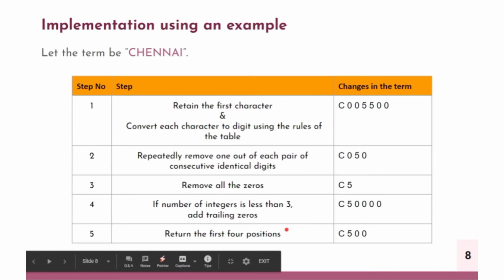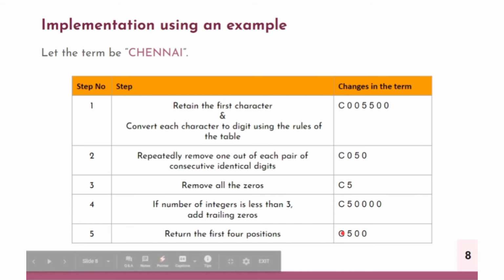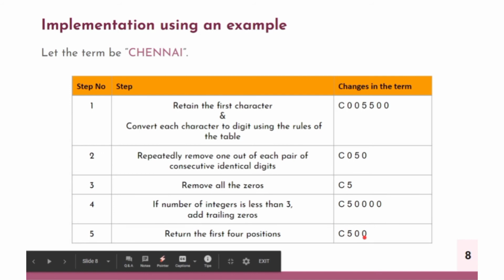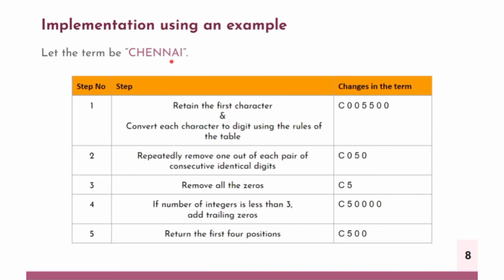And then finally, what we want to do is, we just retain the first 4 characters and return those 4 characters. So C500 is our final phonetic hash for Chennai. So this would give an example and insights of how to work out the Soundex algorithm on a particular term and get a phonetic hash.